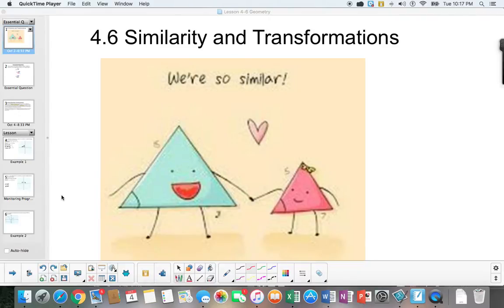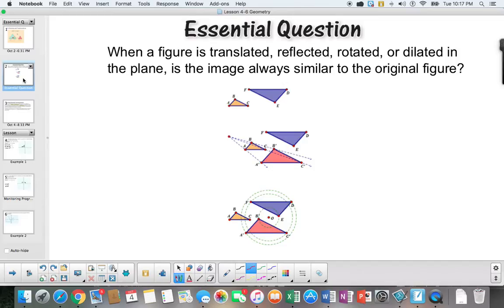Lesson 4.6, Similarity and Transformations. Essential question: when a figure is translated, reflected, rotated, or dilated in the plane, is the image always similar to the original figure?